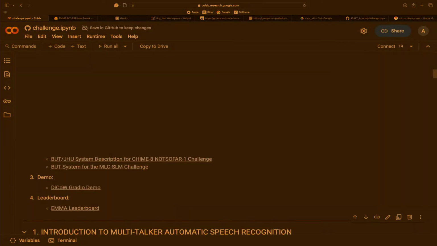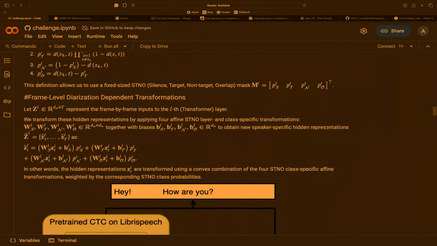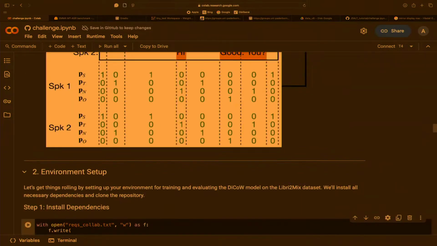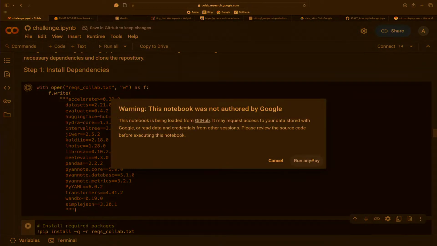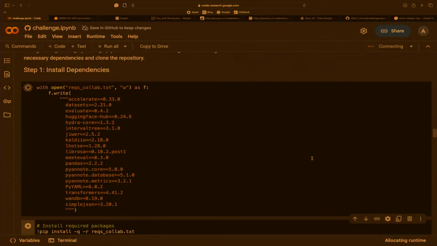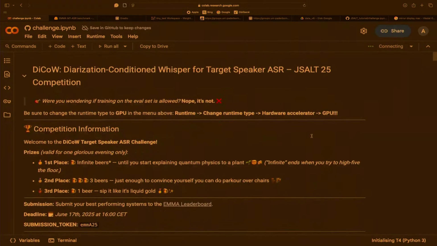So let's run a few cells. It will say that it's not authored by Google, so just say run anyway. And now you should get some GPU. So who has a GPU already? Okay, let's wait for all the people to get some GPUs.